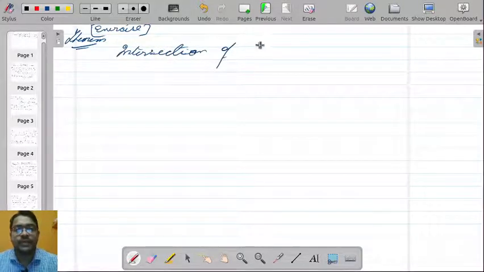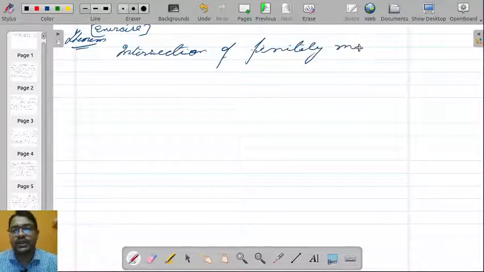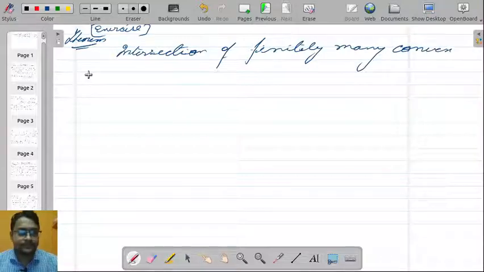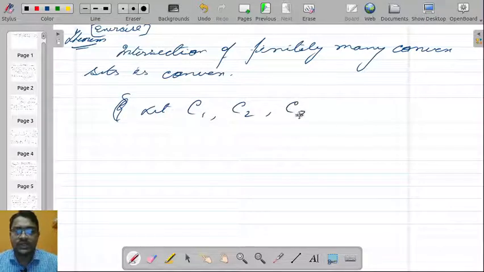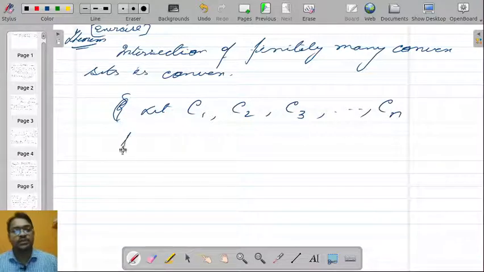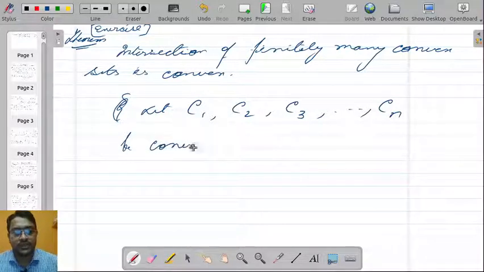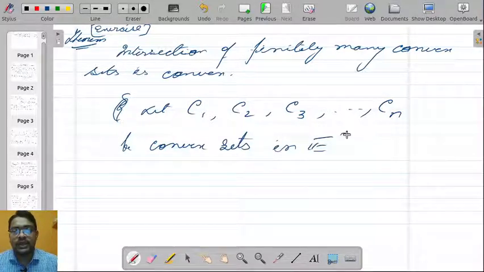Intersection of finitely many convex sets is convex. Okay, so that you can do. For that, what you will do? Let C1, since it's a finite collection, we can always take the indices as natural numbers. C1, C2 up to Cn be convex sets in E to the power n.